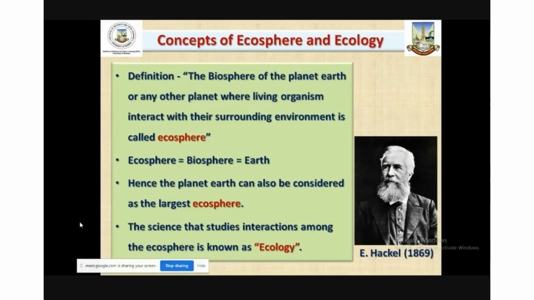Ecology is defined as the science that studies the interaction among the ecosphere. So ecology is the science that studies the interaction of organisms with their physical environment, and the scientific study of the same is called ecology. So ecology is a science that studies the interaction between biotic and abiotic components of the ecosphere.